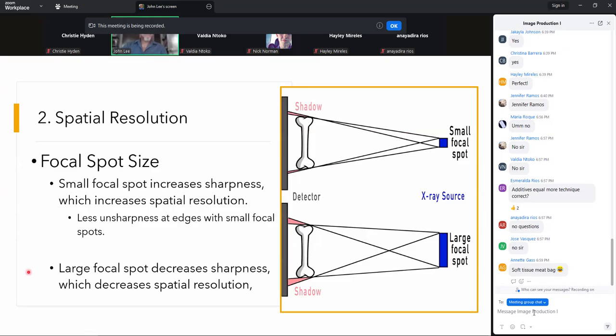Our focal spot size. A small focal spot gives us an increase in our sharpness and therefore an improvement in our spatial resolution. With a large focal spot, we're going to decrease that sharpness. We're going to get a decrease in spatial resolution, but the trade-off here again has to do with the equipment and making it last as long as it possibly can. Because obviously, if we want to get the most spatial resolution, we would use the small focal spot.